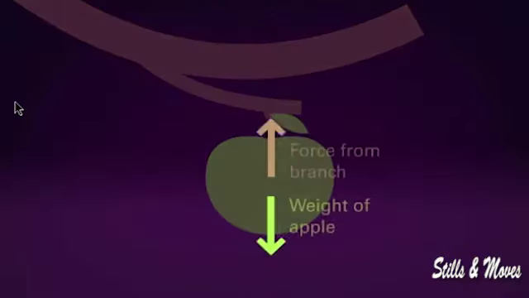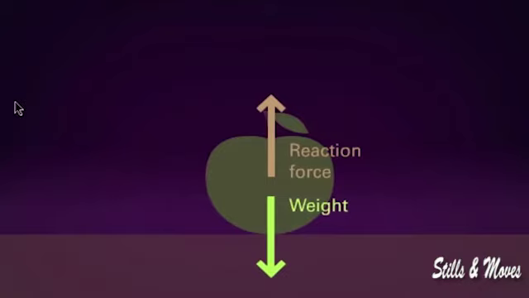Let's look at forces and movement now. The weight of this apple pulls it down, but the branch pulls it up. The forces are balanced and the apple stays still. It's exactly the same with the apple on this table. Its weight pulls down, but the table pushes up, so it's static. It definitely won't magically tunnel its way through the table or anything.